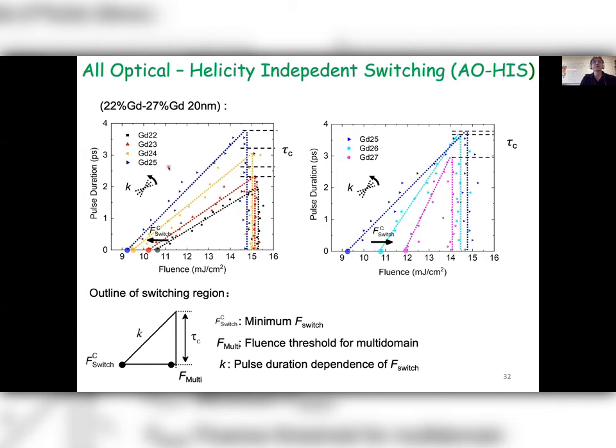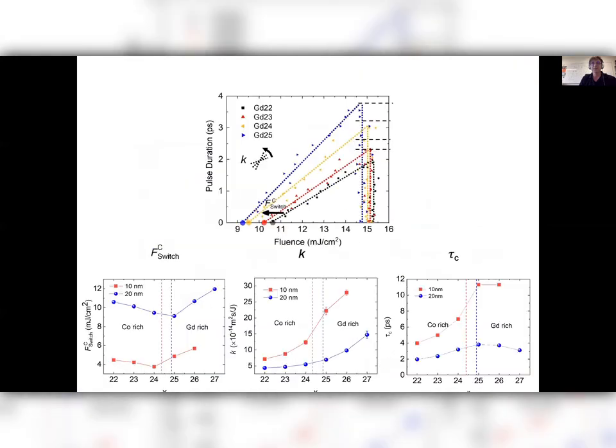And so you see that depending on the concentration, the minimum fluence decreases and changes. You also see that you cannot observe the switching above a certain pulse duration. So that's our critical pulse duration here. And you see also that the slopes of the triangle are different depending on the concentration. And when we try to look at those three parameters for the different concentrations, that's what we observe here on the bottom.